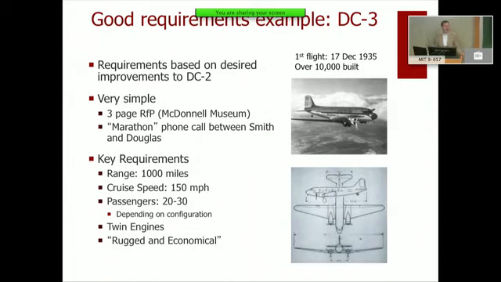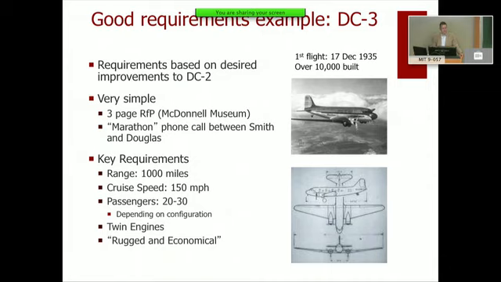Here's a good example for requirements. This is a little bit older. This is the DC-3, an old airplane. First flight in December 1935. This was really an airplane that kick-started civil aviation as a commercial service. And so, first of all, the DC-3 was based on an earlier evolution of the DC-2.